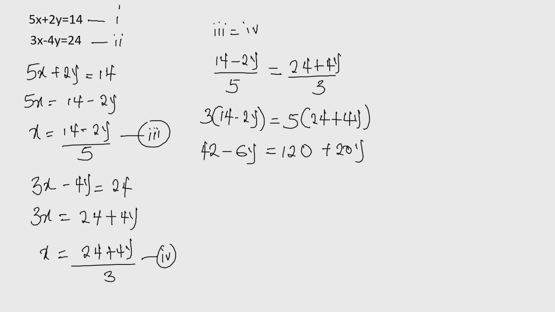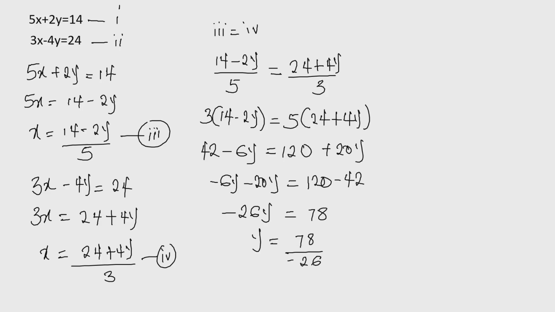So at this point, we collect the like terms. So if you are collecting the like terms, you are going to have minus 6y minus 20y, which is equal to 120 minus 42. So minus 6y minus 20y will give you minus 26y, which is equal to 120 minus 42, which gives you 78. Then your y will now be 78 divided by minus 26. Then your answer is minus 3.